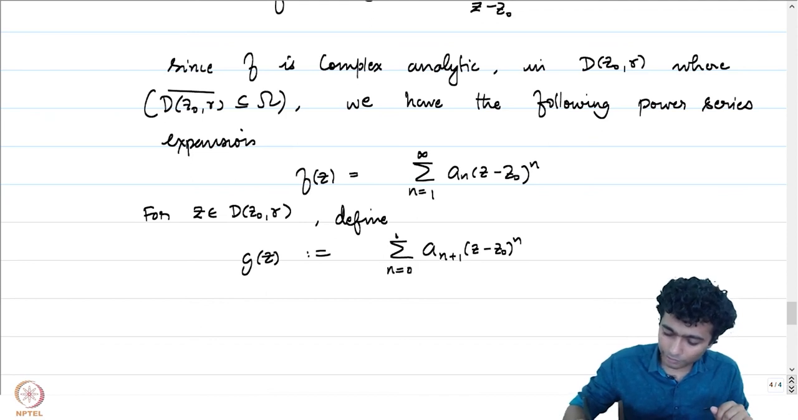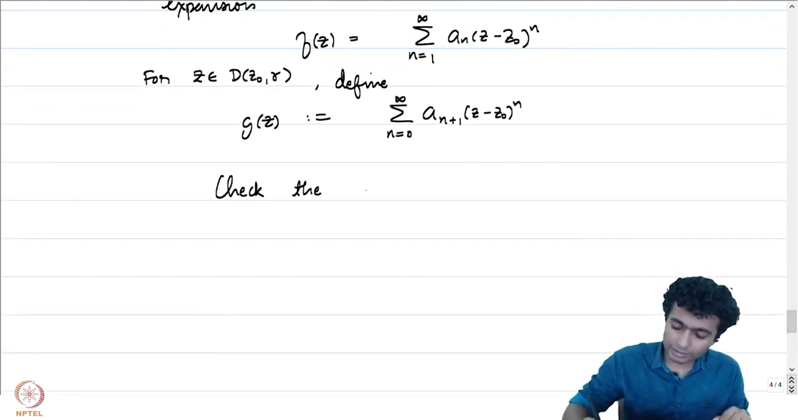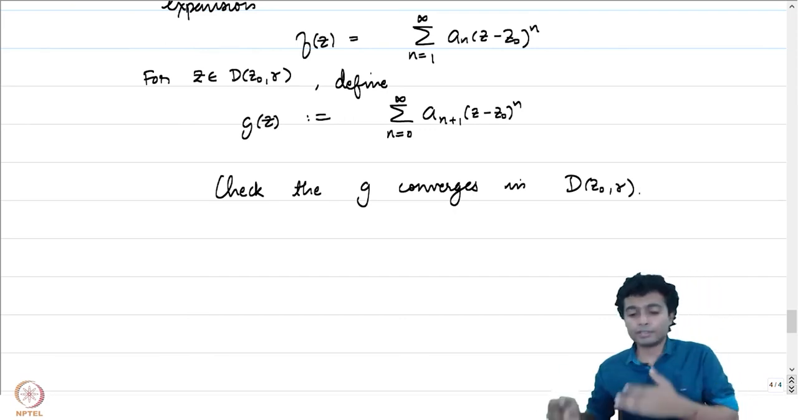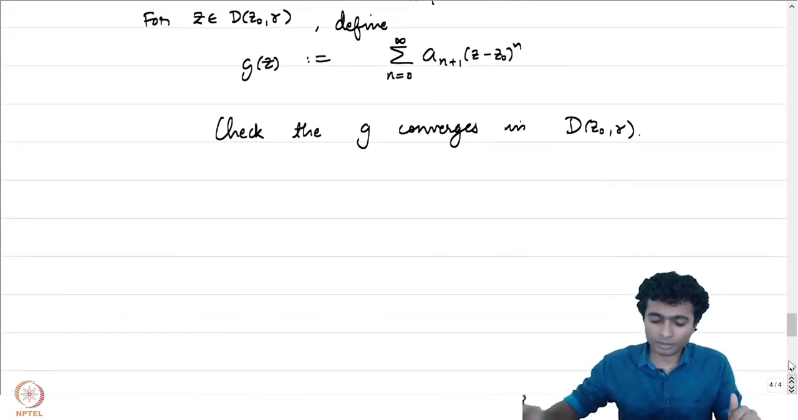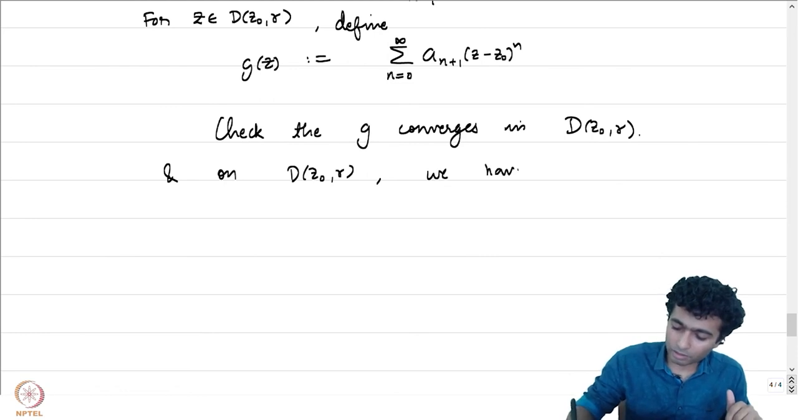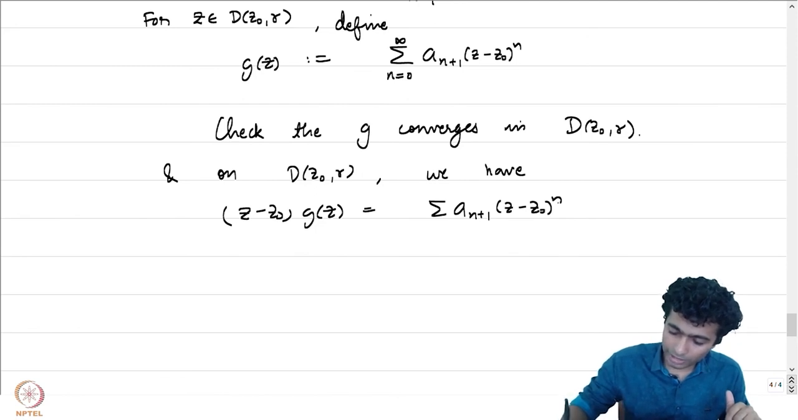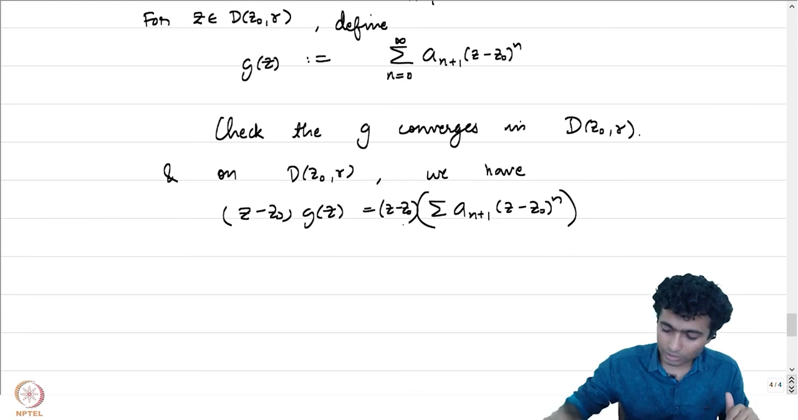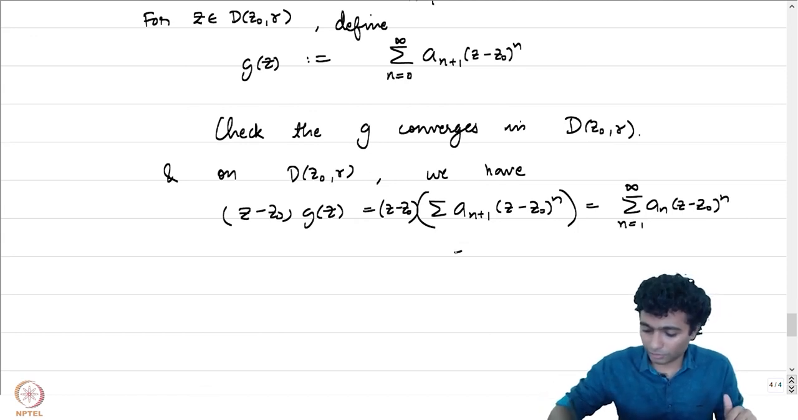where n goes from 0 to infinity, and it is a good check for you to sit down and work out that g converges in D(z0, R) as well. It has the same radius of convergence as the power series summation a_n (z minus z0) to the power n. And on D(z0, R) we have z minus z0 times g of z is equal to summation a_(n+1) (z minus z0) to the power n times (z minus z0), which is equal to summation a_n (z minus z0) to the power n, where n is going from 1 to infinity, which is equal to f of z.